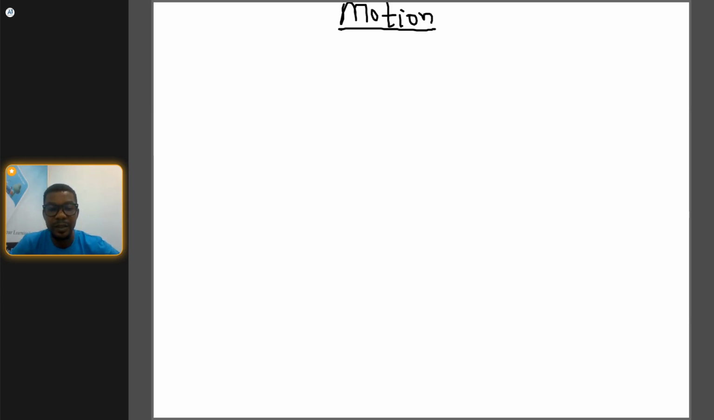Okay, a recap of what we did in the last class. Last class, we were discussing the topic motion, and we defined what motion was, and we also considered the types of motion by using diagrams to explain each of them. Today, we are going to continue the topic motion. We're going to discuss a type of motion which we didn't mention in the last class, and that is what we call relative motion.